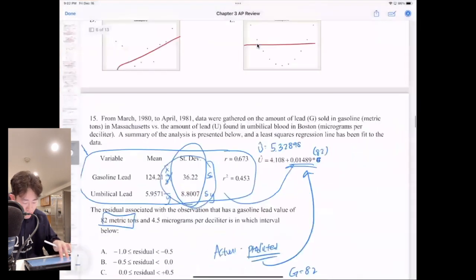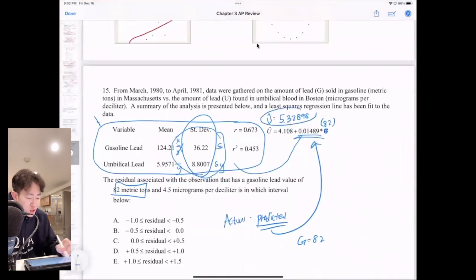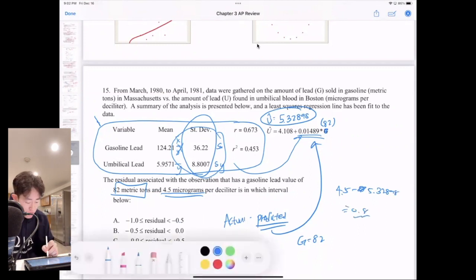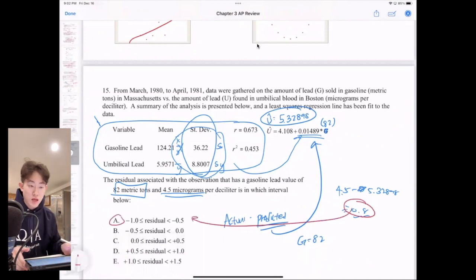So the umbilical lead, whatever that is. Okay, so the U value is 5.32898, and that's the predicted value. You're going to subtract that from the actual, which is provided for us as 4.5. So 4.5 minus 5.32898 roughly yields me about 0.8ish or so. Oh, negative, my apologies. A negative 0.8 means it's going to be A for that one.